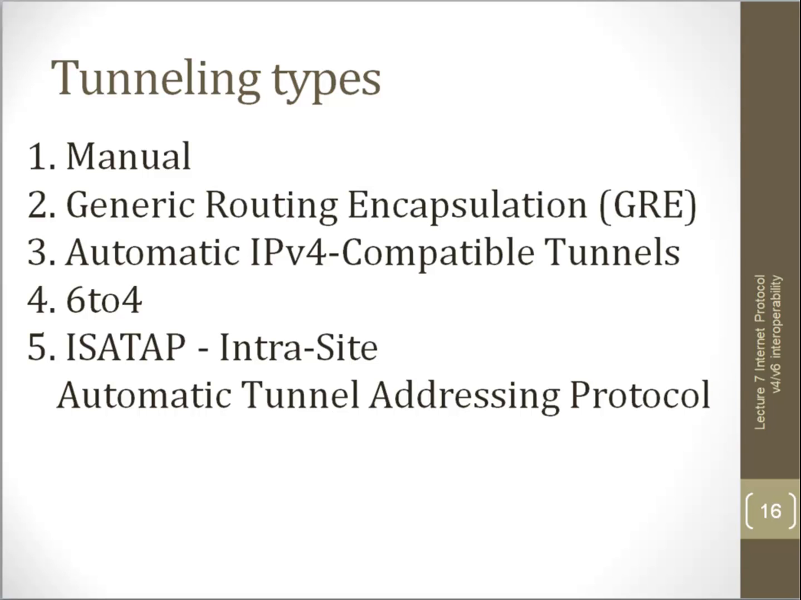The first one is manual tunneling. The second one is generic routing encapsulation, GRE. Then automatic IPv4 compatible tunnels, 6to4 is one type of protocol, ISATAP, intra-site automatic tunnel addressing protocol. These are all the different protocols available, so you can use any of them. Most of the protocols are Cisco proprietary protocols only. Any different type of tunneling we can use.